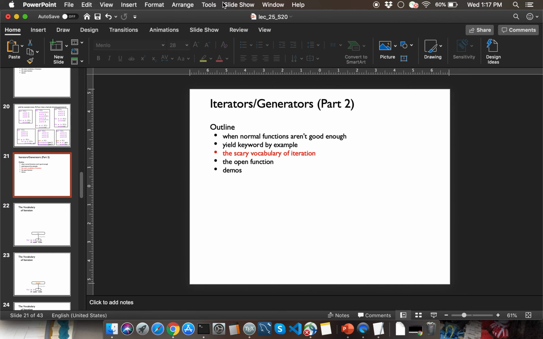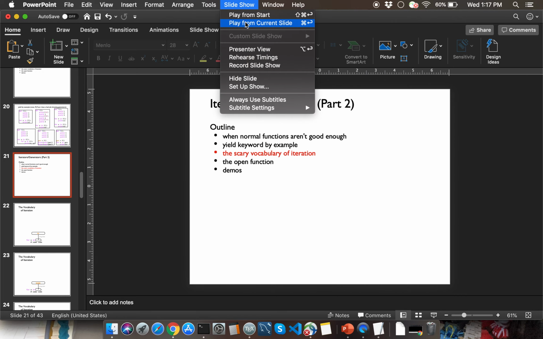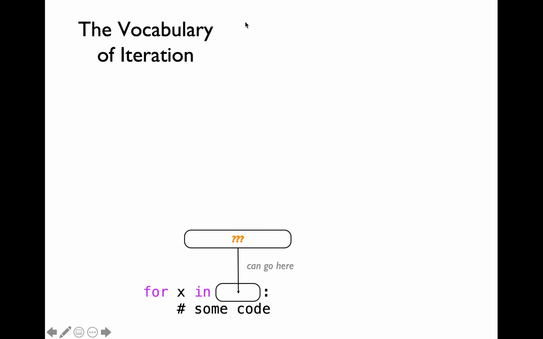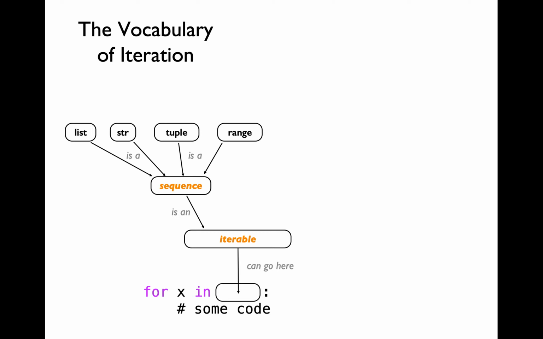Alright, so moving on, I'm going to move on to the second part of this lecture, which is a little bit of scary vocabulary about iteration: iterable and iterator. Let me tell you what exactly is iterable. Whenever you have a for loop in the form of for x in something, anything that can go there is called an iterable. Let's take a quick recap of examples of iterables.